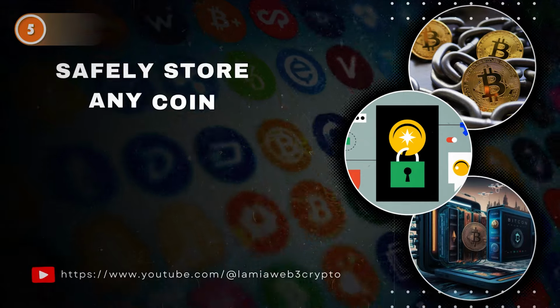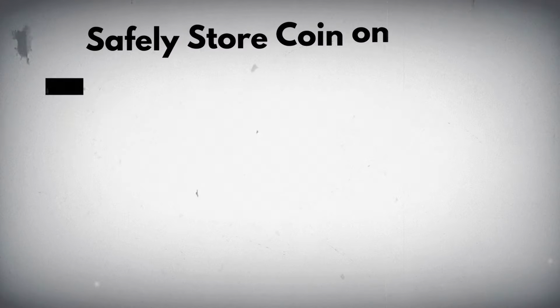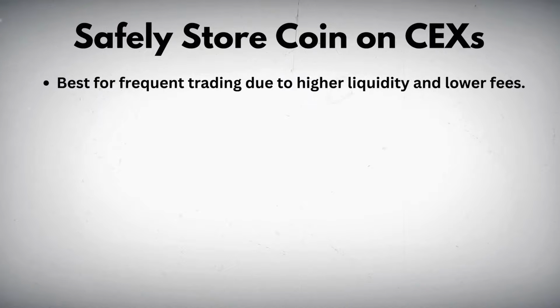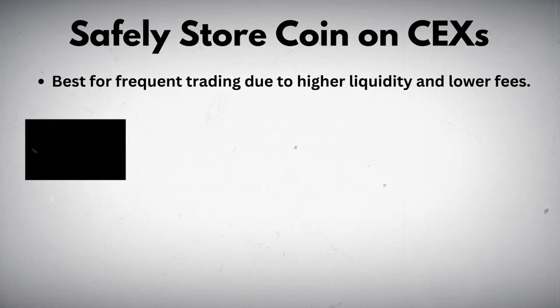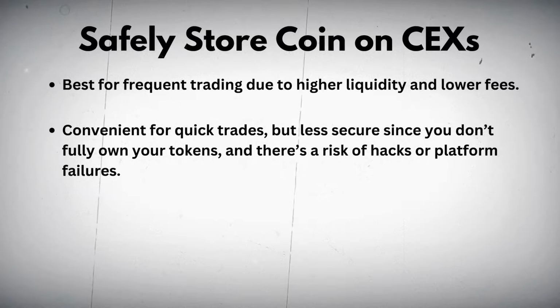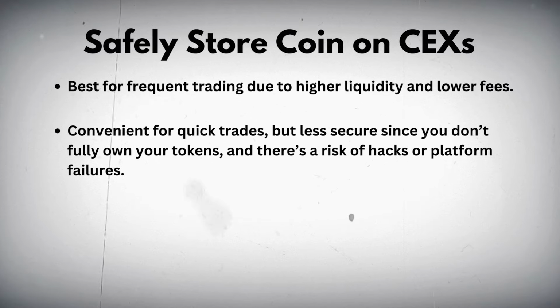Step number 5, safely store any coins. After purchasing any coin, it's essential to store it securely. You have two main options. Option 1, keep it on a centralized exchange, best for frequent trading due to higher liquidity and lower fees. Convenient for quick trades, but less secure since you don't fully own your tokens and there is a risk of hacks or platform failure.